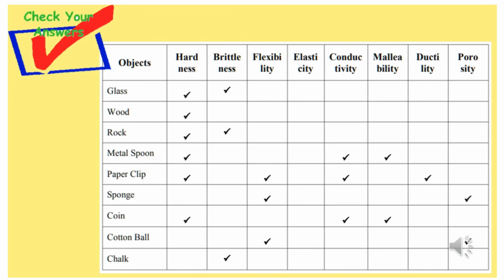So these are the answers in the previous slide. Are your answers the same with mine? Very good.